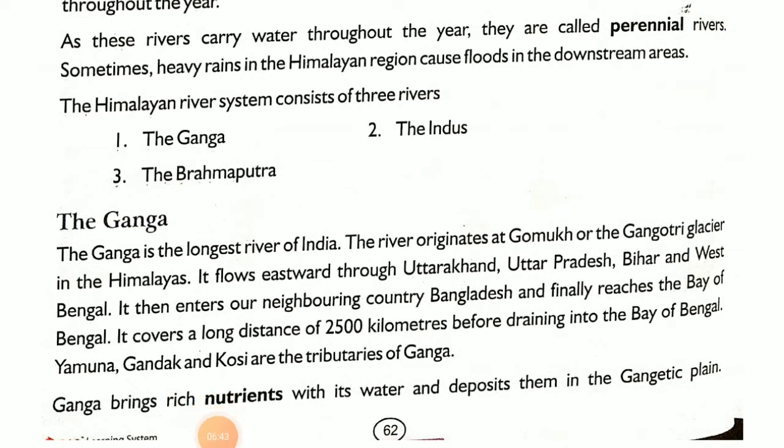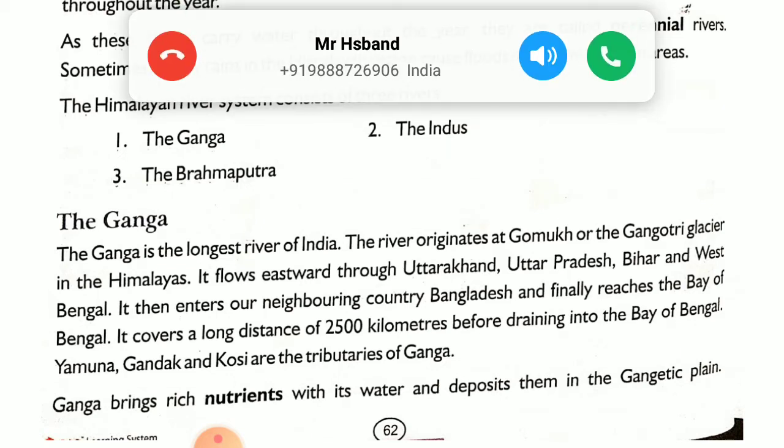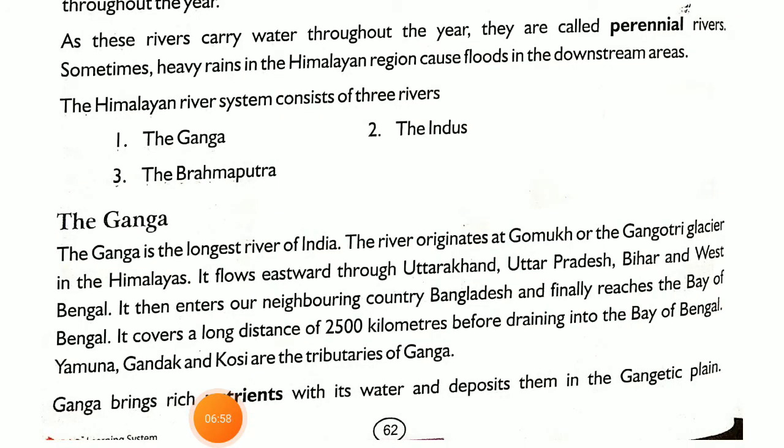So firstly we will talk about the Ganga. The Ganga is the longest river of India. बेटा, इंडिया में जितनी भी रिवर्स हैं, उनमें से जो गंगा है, the Ganga is the longest river, सबसे लॉन्गेस्ट रिवर है. These are the longest river of India.